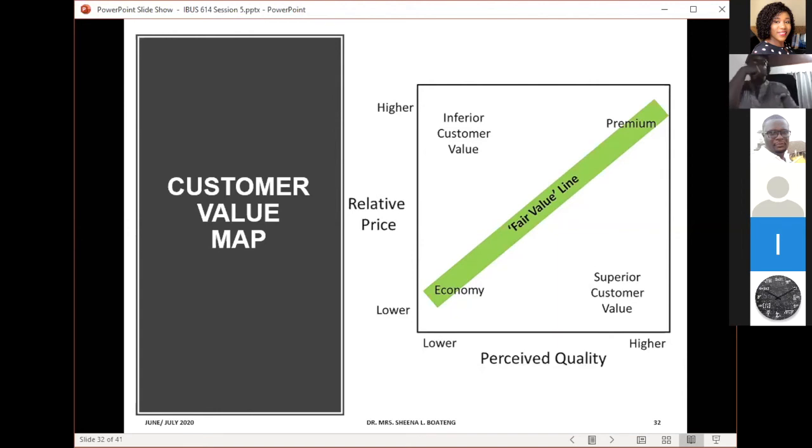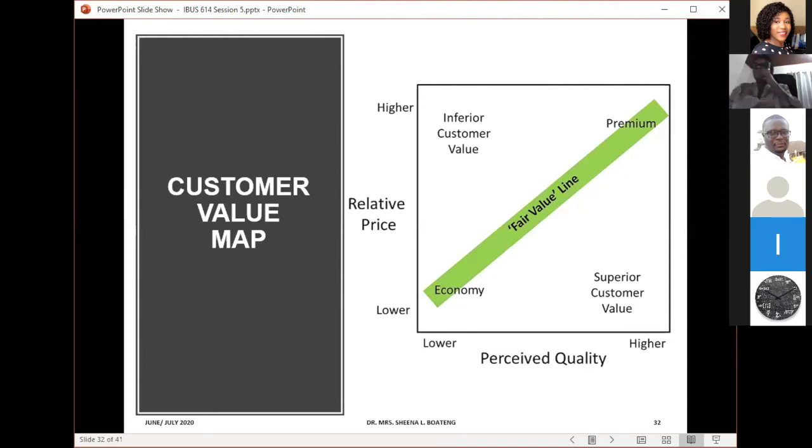So we can talk about brands like Infinix that operate more from economy towards the middle. They do not get all the way up to premium, where we can position brands like Apple, right? And we have Samsung stretching all across the spectrum, where they have everything from economy all the way to premium. Now, anything outside of this line will provide either extreme inferior customer value or extreme superior customer value. There are brands that offer services outside of the fair value line in the realms of superior customer value and inferior customer value.